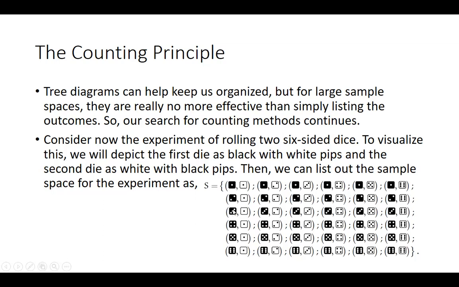We repeat this again. The third row has 3 on the black die. And then the white die is all of the possibilities 1 through 6. Fourth row is a 4 on the black die. Fifth row is a 5 on the black die. Sixth row is a 6 on the black die. And again, each of those rows has the white die having all the possibilities of 1 through 6.